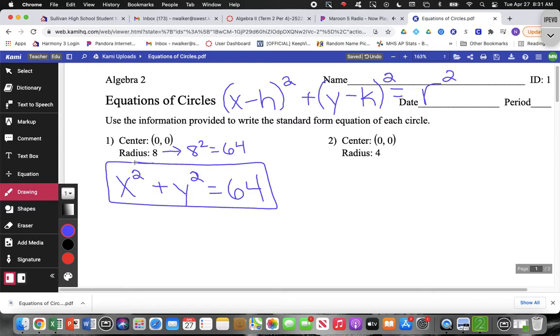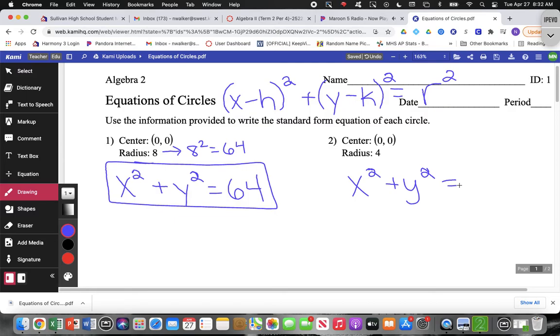Now, if we wanted to graph that, we would put a center point at 0, 0, and then we would go out 8 each way, and it'd be a pretty big circle. Now, you guys tell me, what do you think the equation for number 2 would be? x squared plus y squared equals 16. X squared plus y squared, because 0, 0 means we don't add or subtract anything.